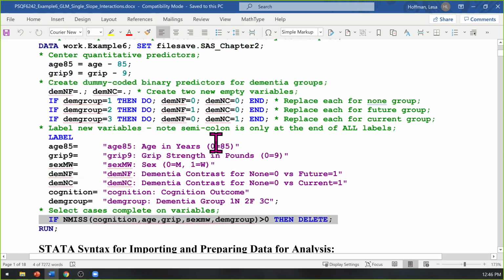So any questions on the SAS code to set up these predictor variables? Let me ask you a question then. Do I need to center the outcome of cognition?